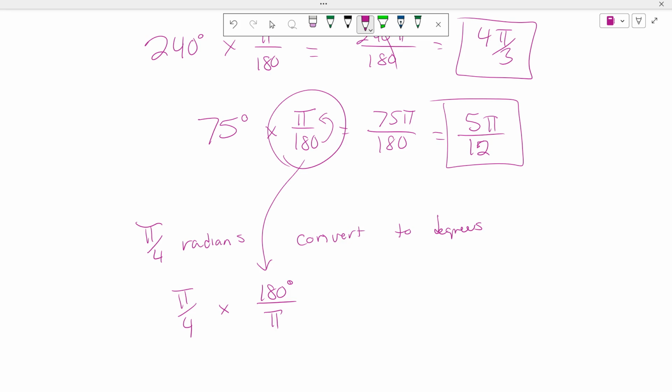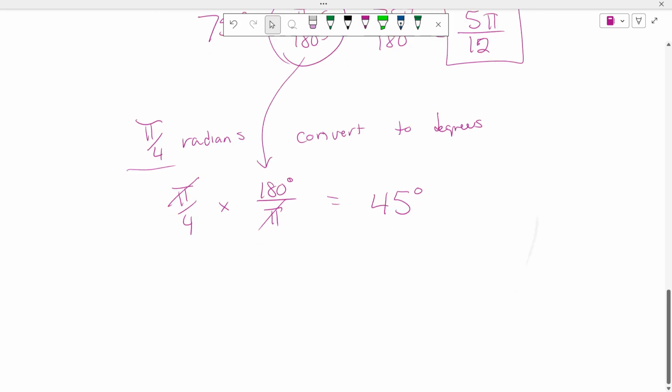Okay? What happens to our pi's here? I have a pi on top and a pi on the bottom, so the pi's cancel. We eat our pi's. Pi's are gone. 180 over 4 is the same as 90 over 2, which is the same as 45 degrees. So if I have an angle that's pi over 4 radians, it is 45 degrees.